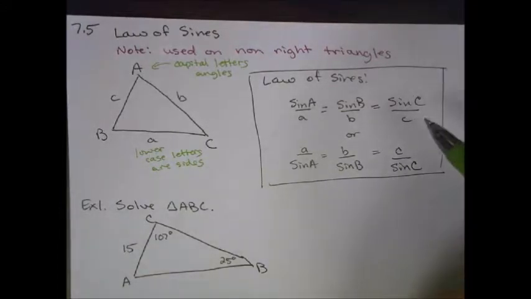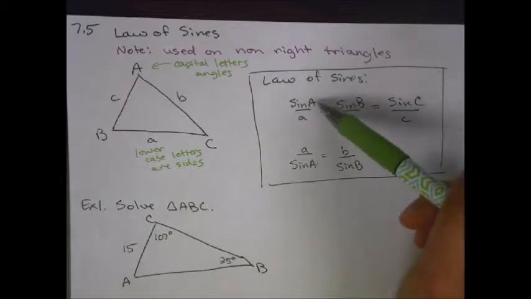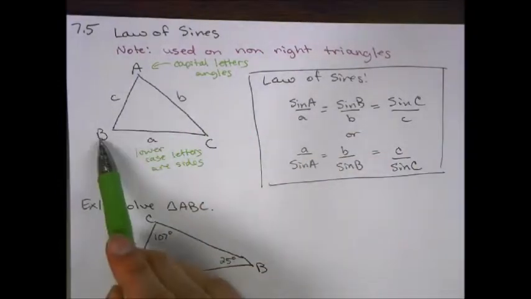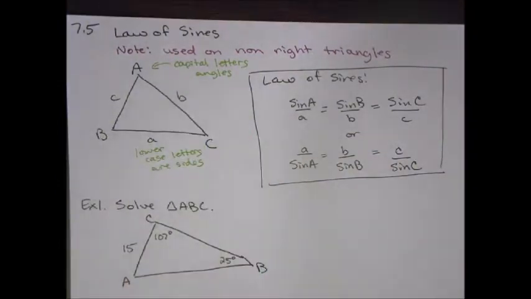In order to solve this, though, we need one pair. So I need angle A and side a both given to me, or I need angle B and side b both given to me. And there's two situations where that doesn't happen, but we'll talk about that in 7.6.